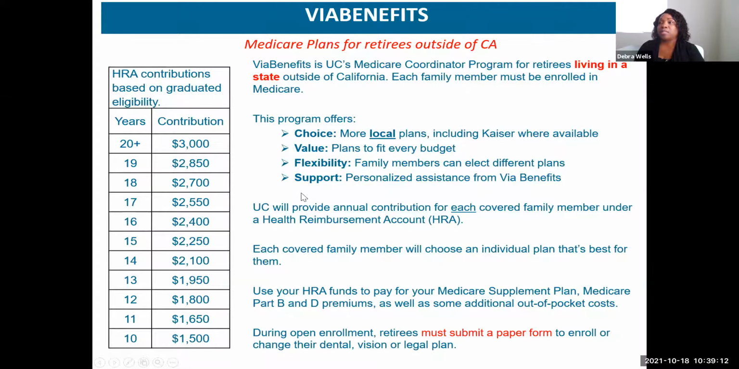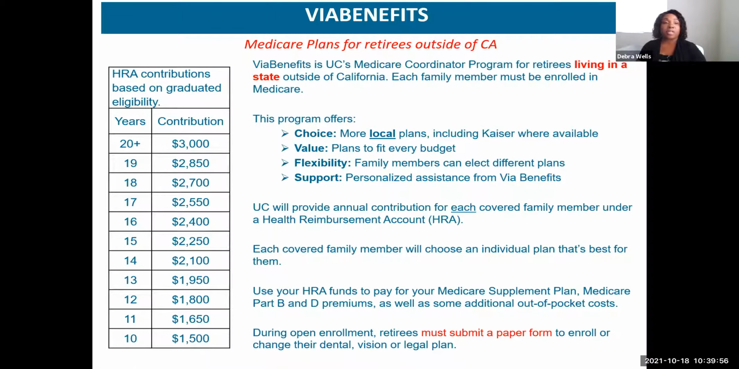What happens with UC is they will look at the number of years that you worked for the university. So someone who worked 20 or more years of service, you will receive $3,000 in your health reimbursement account, your HRA. Your family member that's enrolled in Medicare will also receive $3,000 in their health reimbursement account. Depending on the number of years will determine if that amount will be reduced. UC will provide this contribution for each covered family member, and you'll use this money to pay for your supplement plan and your prescription drug plan.